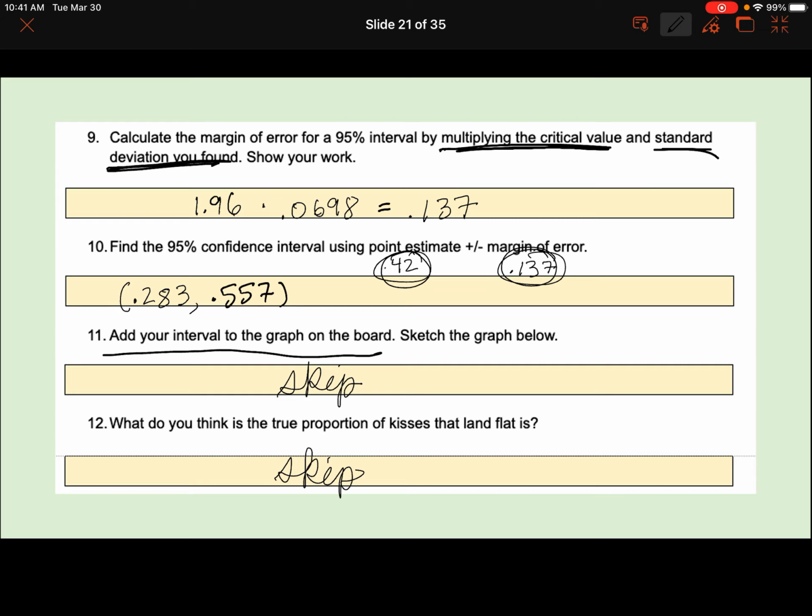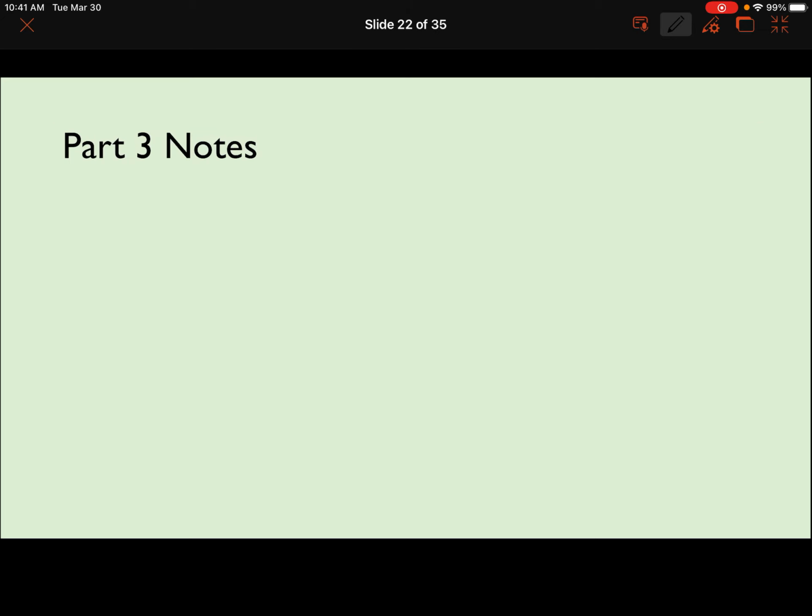It's fine though. Okay, so we're gonna go over some notes. There's kind of a lot to go through here, and then we'll do our check for understanding. So when you are checking for conditions, there are 3 conditions to check. First of all, we have to check that it's random. Second of all, we need to check the 10% condition. And just as a reminder, that means that your sample is less than 1/10 of your total population.